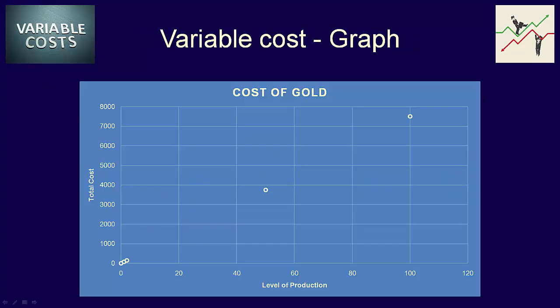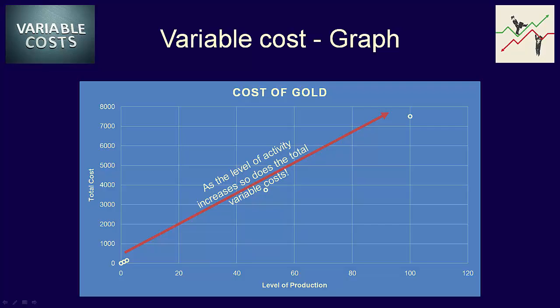We can also use a graph to show cost behavior. On this graph, we've made the y-axis the total cost, and the x-axis is the level of activity, which in this case is the number of units the company produces. How does the cost of gold behave as the number of units produced increases? If we produce 0 units, it costs us nothing because 0 times 75 is equal to 0. If we produce only 1 unit, our total variable cost will be 75. And if we produce 2, total variable cost 150. We saw this on the chart.